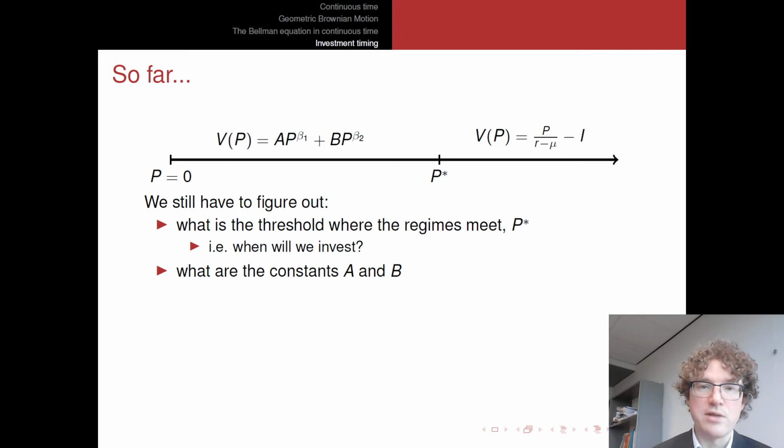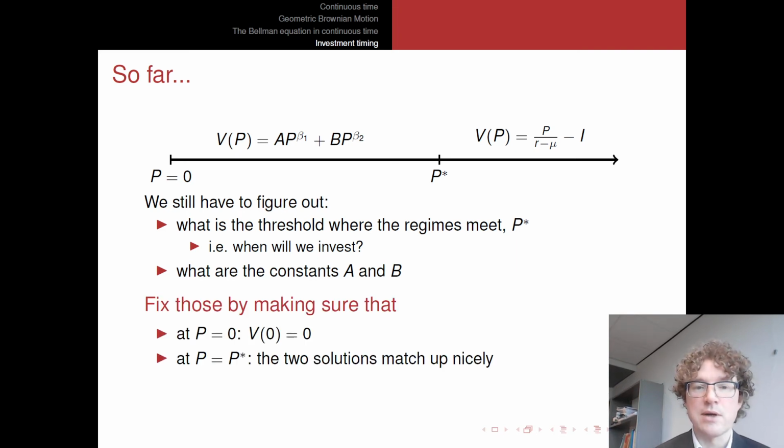In order to find those optimal values, we need to impose some additional conditions. The first is that when the price for electricity drops all the way to 0, it will stay there forever. That's what happens with geometric Brownian motion. Once it's 0, it remains at 0. So at that point, this option to invest will be worthless, because never again will p grow above p star. So we demand that as p goes to 0, the value of that option should be 0.